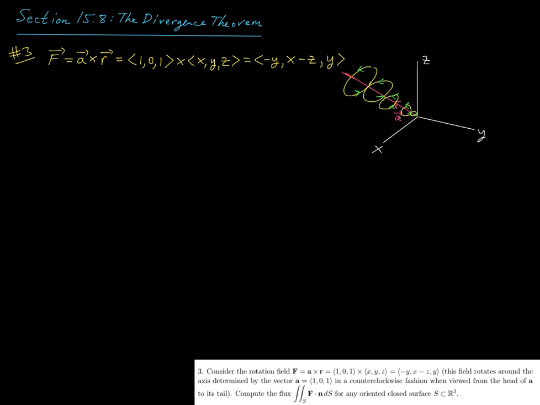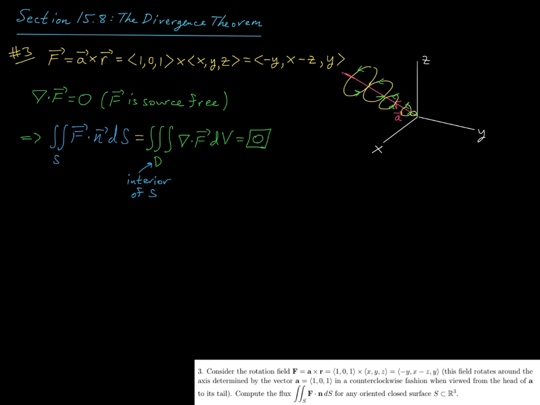And as we saw in section 15.5, this vector field F describes rotation about this axis determined by this vector A. And if we look from the head towards the tail of the vector A, we'll see that that rotation is in a counterclockwise fashion. And now our job is to compute the flux of this vector field over any oriented closed surface S in R3. All right, well, by the divergence theorem, the flux is equal to the triple integral of the divergence of our vector field over the interior of our surface S.